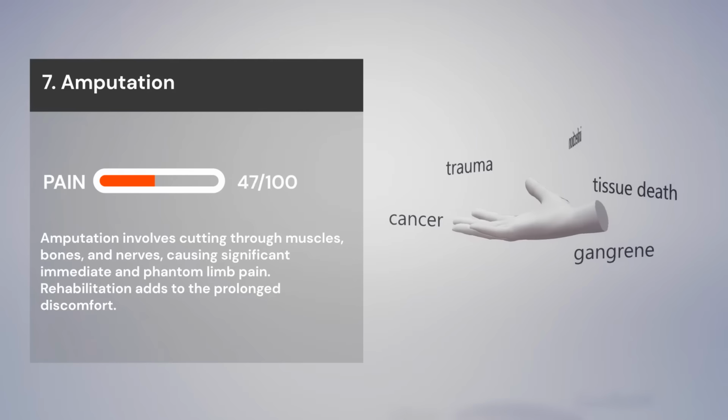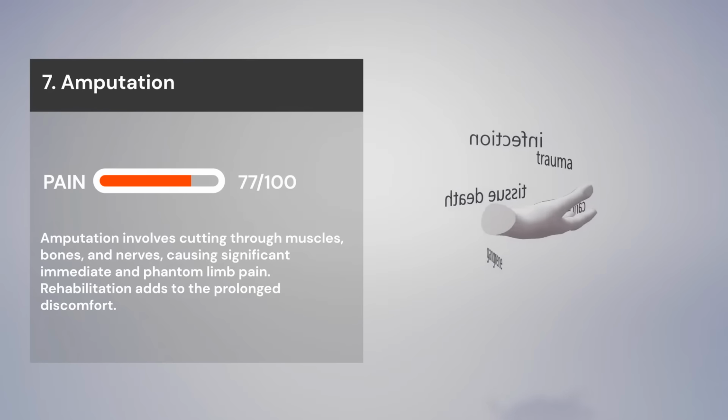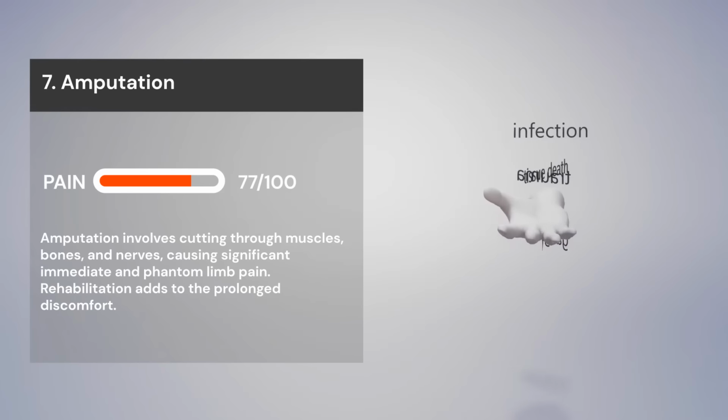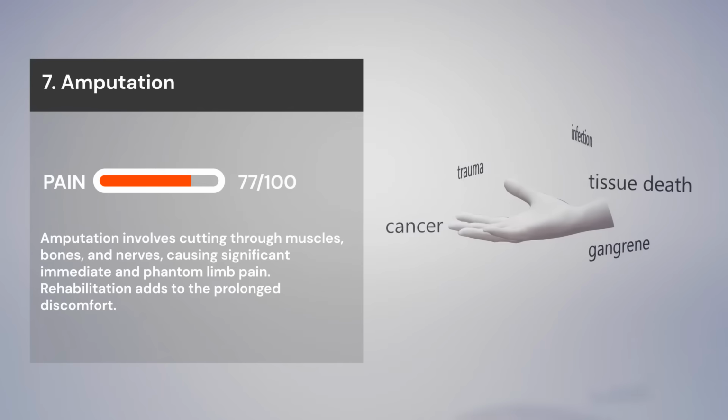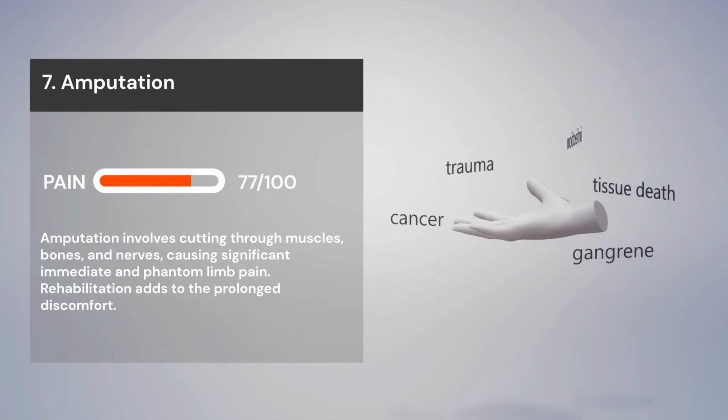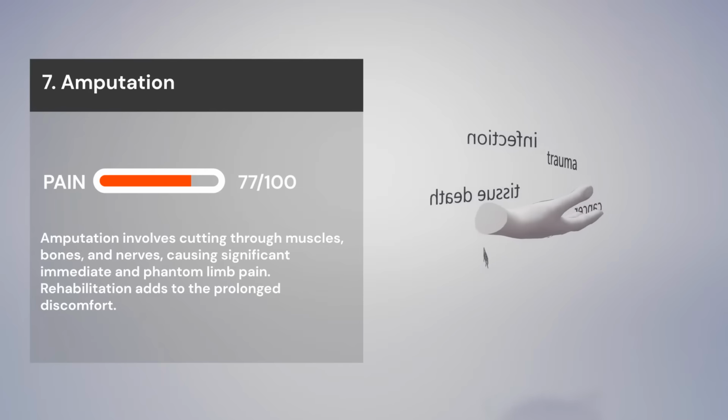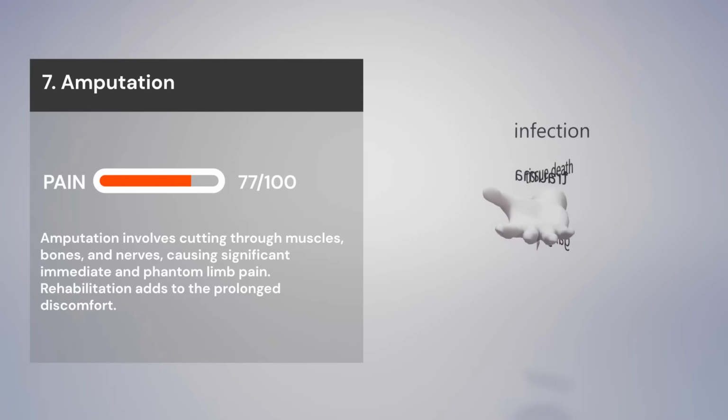Number 7. Amputation. Amputation is the surgical removal of a limb, often necessary due to severe injury, infection, or disease. This procedure involves cutting through muscles, bones, and nerves, which can result in immediate and phantom limb pain.